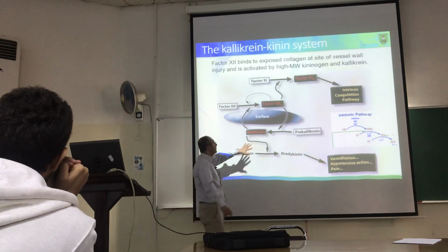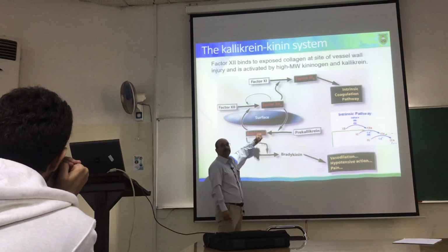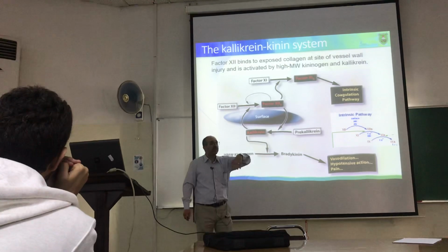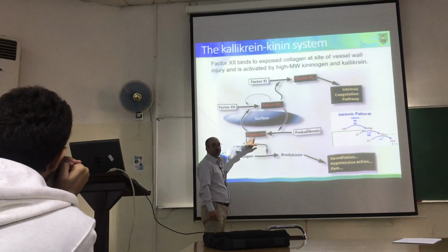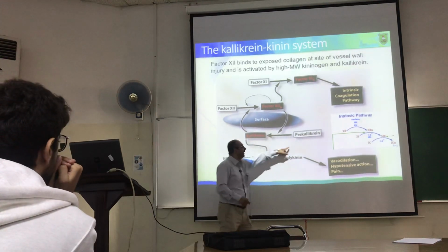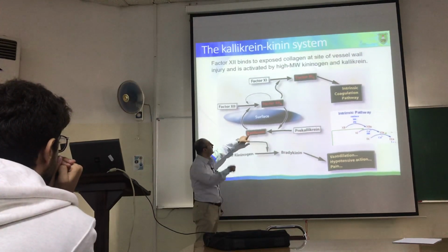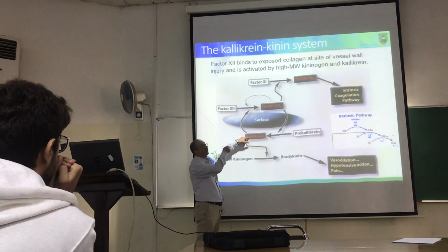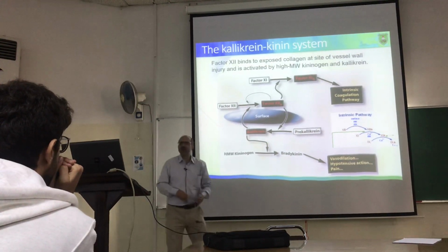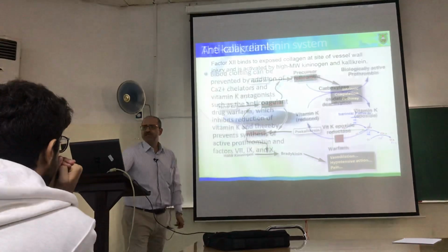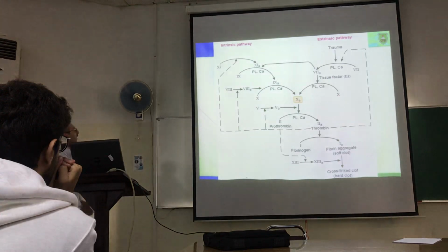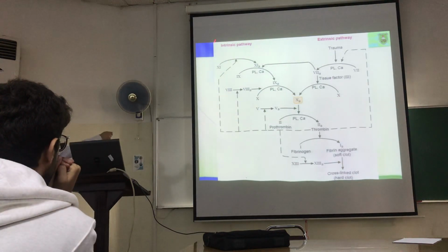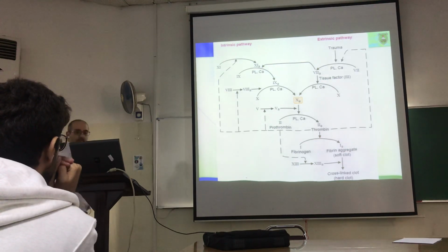And this happens on the surface of endothelial cells when there is an injury. So kallikrein is produced from pre-kallikrein. What kallikrein does is that it activates factor 12. This is the one that I told you about that is not present in here. Factor 12, it's up here. Okay? So factor 12 activates factor 11.